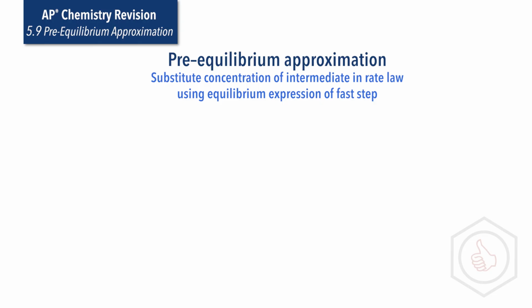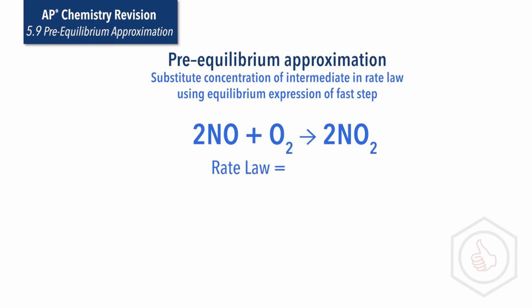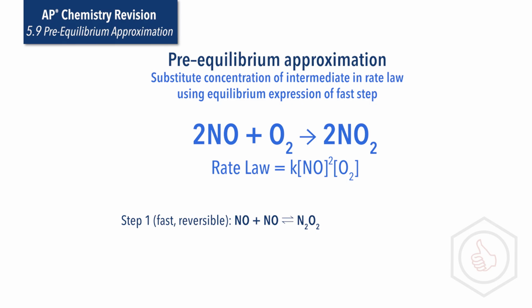This method is closely related to something called the steady state assumption, where the concentration of intermediates is assumed to remain relatively constant throughout the reaction. For example, the overall reaction 2NO plus O2 goes to form 2NO2 has an experimental rate law of rate equals rate constant k multiplied by the concentration of NO squared multiplied by the concentration of O2. Now suppose we have a proposed mechanism of a fast first step of NO plus NO goes to form N2O2 intermediate, and then a second slow step of N2O2 plus O2 goes to form 2NO2.